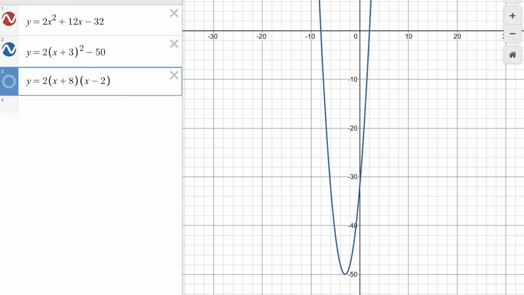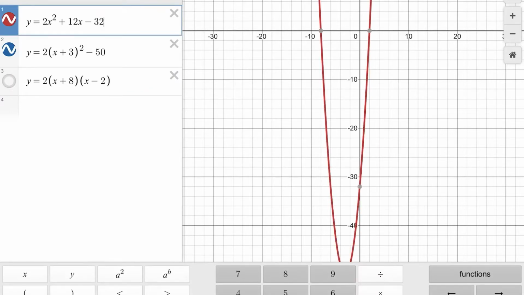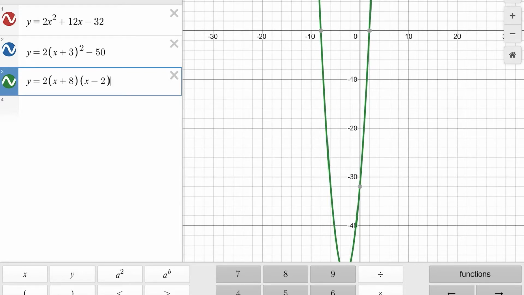Let's turn on vertex form. They are on top of each other. Standard is in red. Vertex is in blue. Doesn't matter which one I click on. They're going to be exactly the same. And then lastly, in green, we have our factored form. They're all the same thing. So all three of these forms are equivalent to each other.